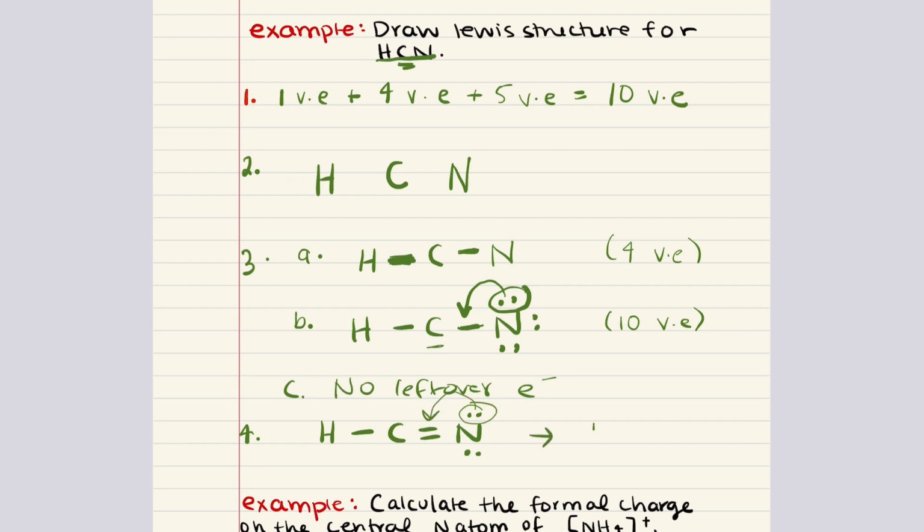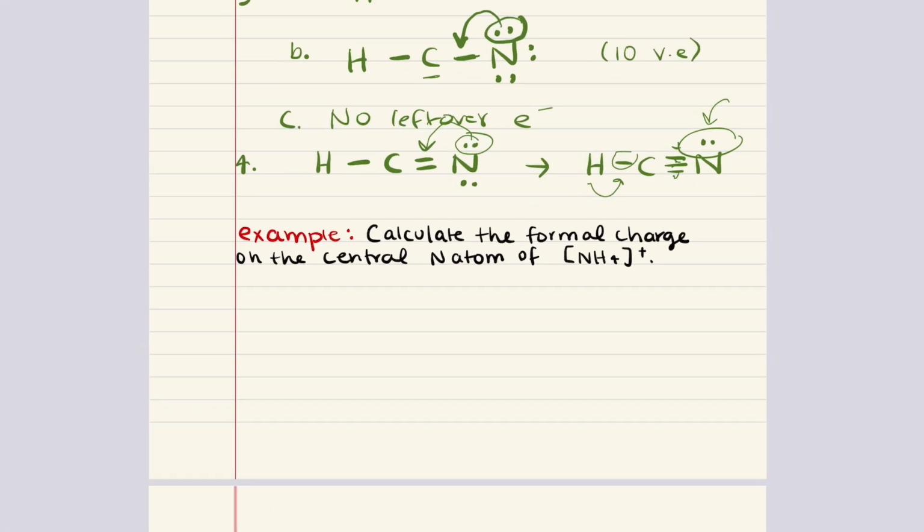So now we should have hydrogen bonded to carbon, and carbon is triple bonded to nitrogen, where nitrogen has just 1 pair of electrons. Now the carbon's octet has been satisfied, and so is nitrogen's. Us forming those triple bonds doesn't take away from nitrogen's full octet. So hydrogen has its 2 valence electrons, carbon has 2, 4, 6, 8, and nitrogen has 2, 4, 6, 8. So everything is good. Now we are done, and this is the Lewis structure for hydrogen cyanide. Wonderful. Let's do this next example problem.